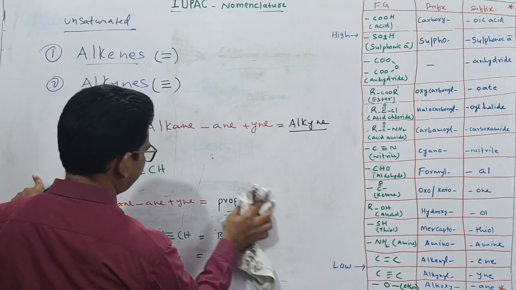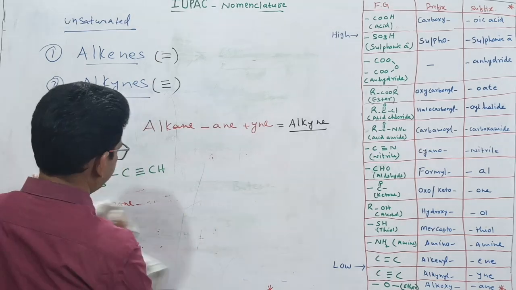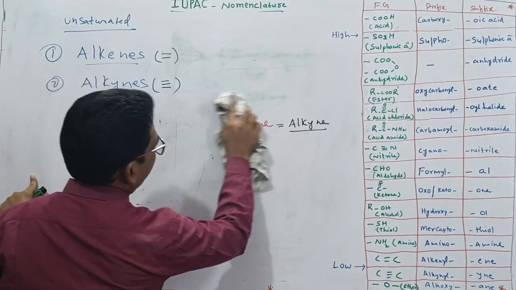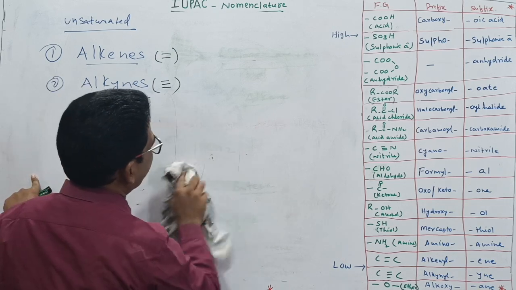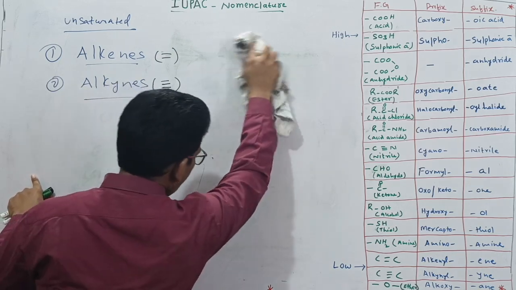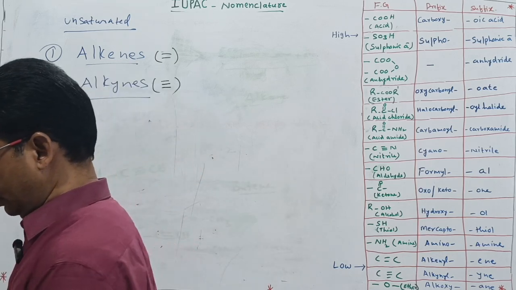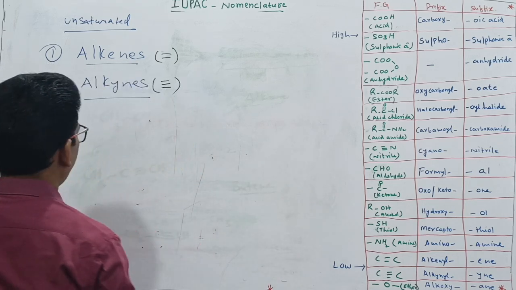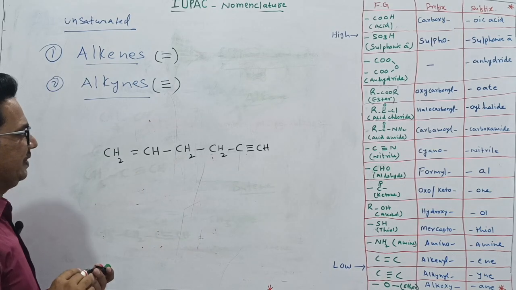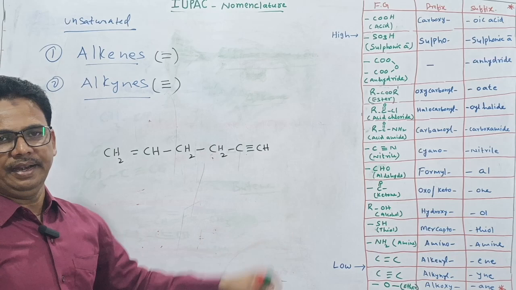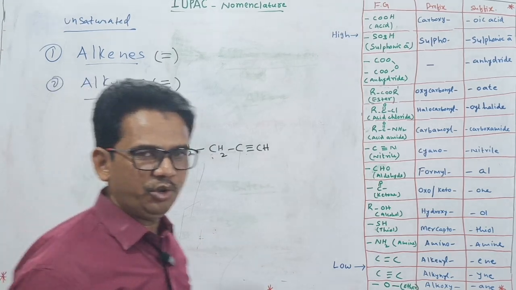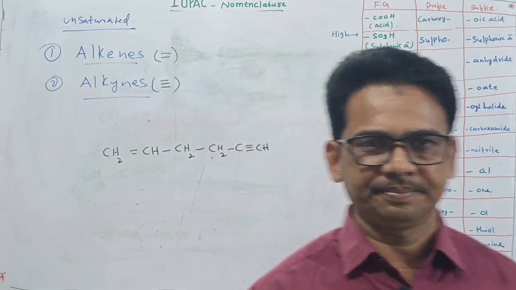Then the next question will come in this case. If a double bond is also in the same compound, and a triple bond is also in the same compound, then what will you do? I will write an example here. This is the compound. One side is a double bond, another end is the triple bond. Then how are you going to give the numbering?